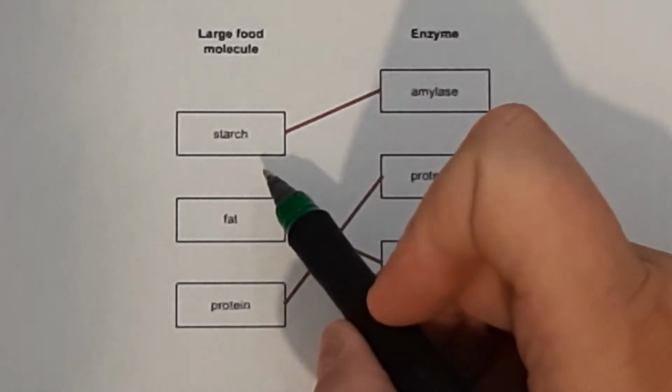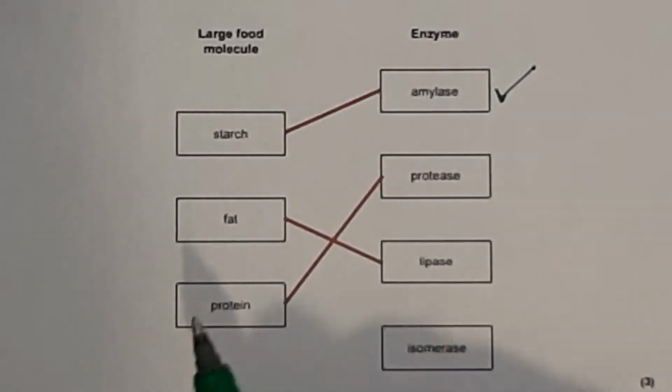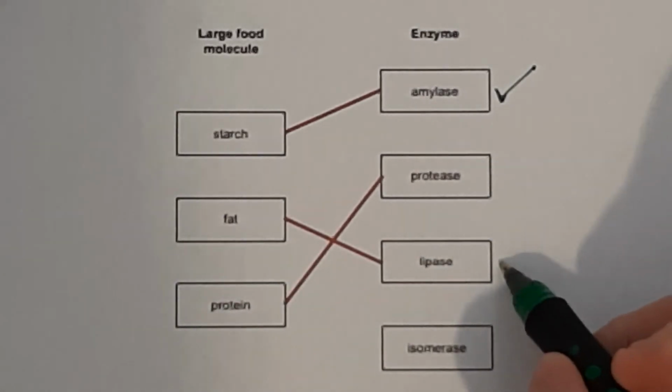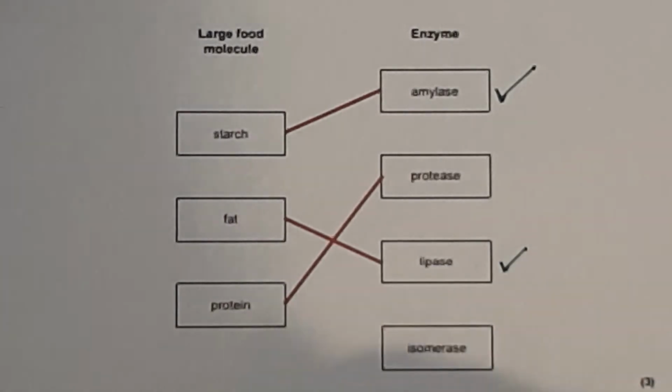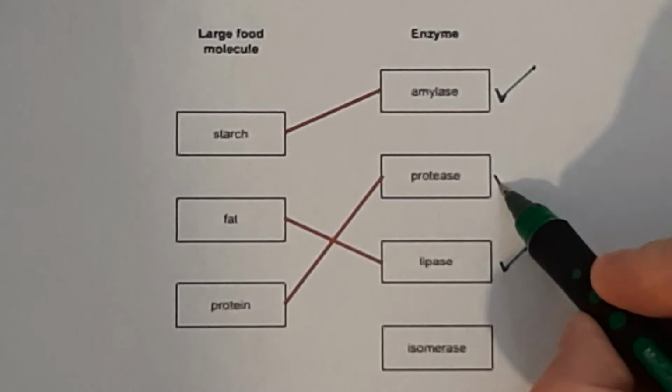So starch is digested by the enzyme amylase. So tick it if you got that correct. Fats or lipids are digested by the enzyme lipase. Again, tick it if you got it correct. Proteins are digested by the enzyme protease.